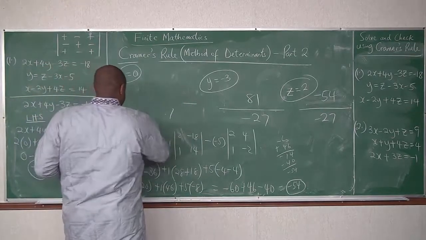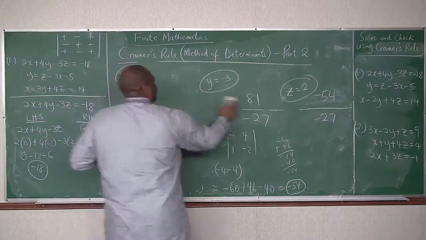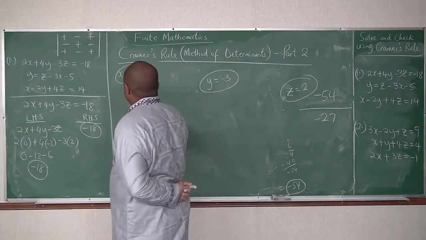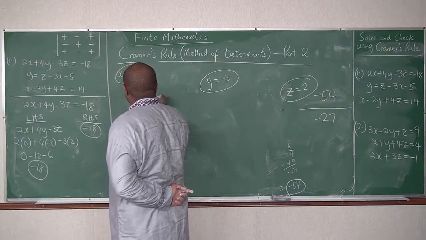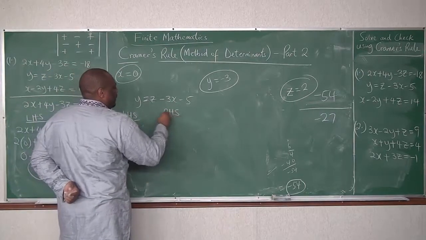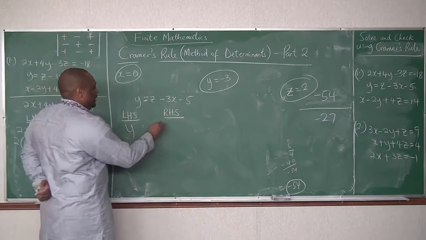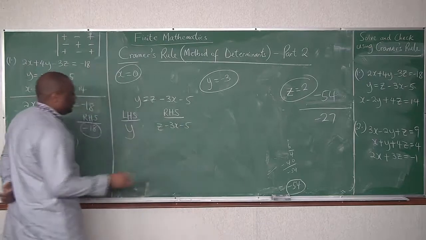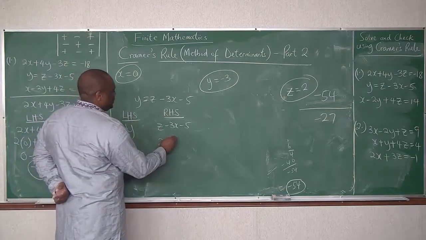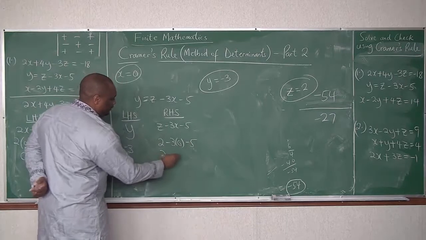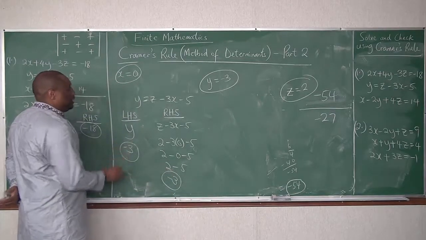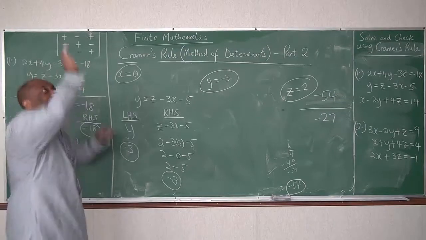So we verify the rest of the equations to see whether it works. Equation 2, y equals z minus 3x minus 5. Left hand side is y. Right hand side z minus 3x minus 5. So y is negative 3 and z here is 2 minus 3 times 0 minus 5. 2 minus 0 minus 5, 2 minus 5, negative 3. Negative 3 on your right, negative 3 on your left. Jump more than the first time you jumped.